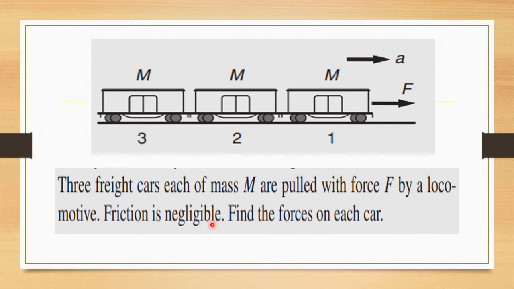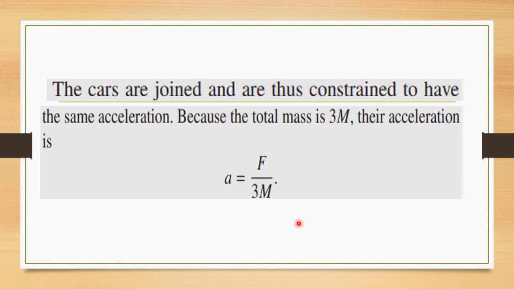Okay. Friction here we take as 0. Friction is negligible. We have to find the forces on each car. So the problem here is to find the force on each car. Now you have seen that the cars are joined together with each other. The cars are joined and are thus constrained to have the same acceleration.